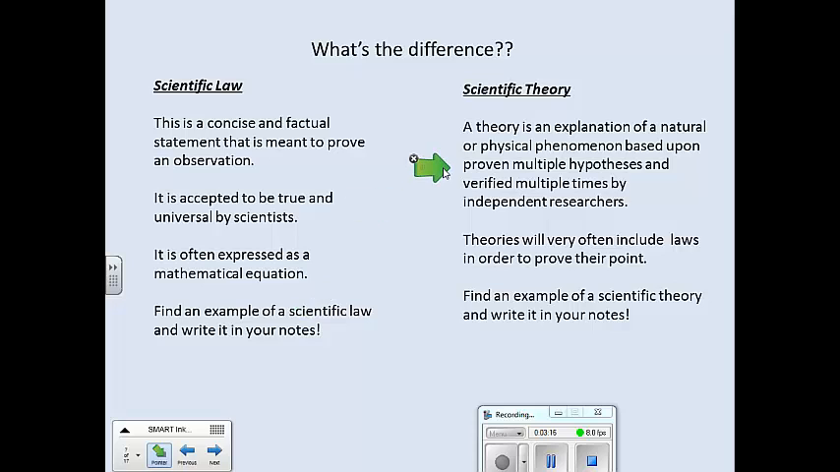Theories, on the other hand, are explanations of a natural or physical phenomenon based on multiple hypotheses, and that's your key there. Multiple hypotheses, they're verified multiple times by multiple researchers. Theories often include laws to prove their point. We'll talk about those in class.